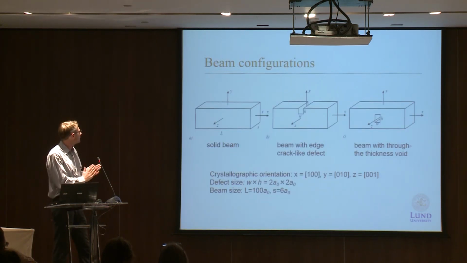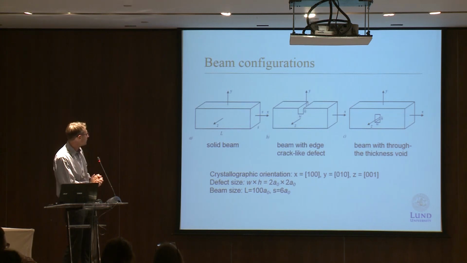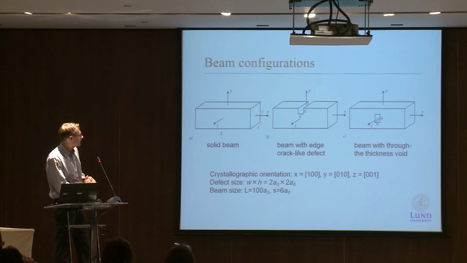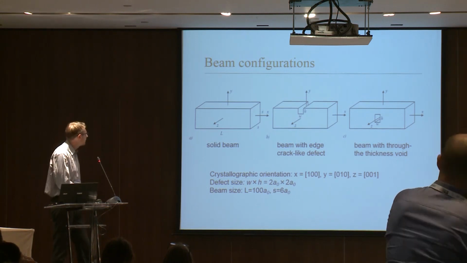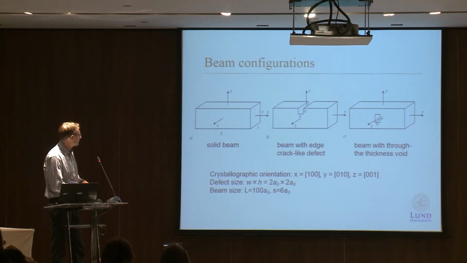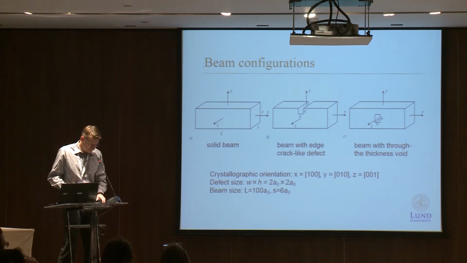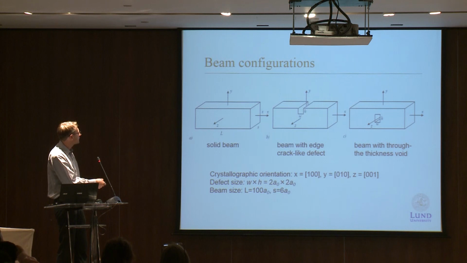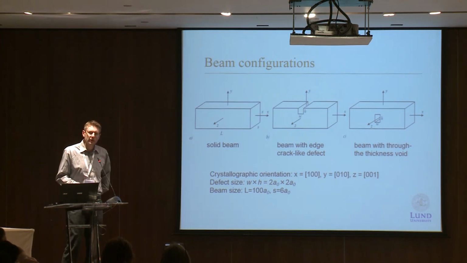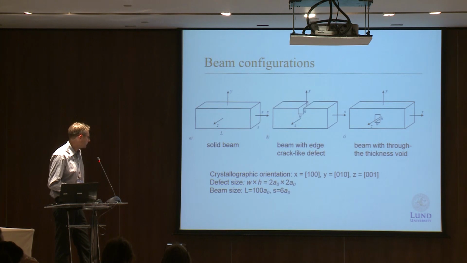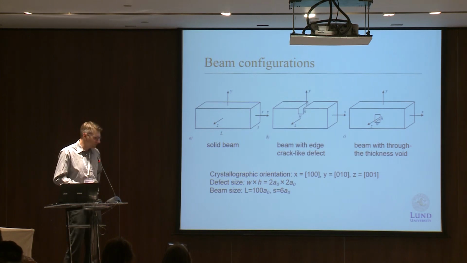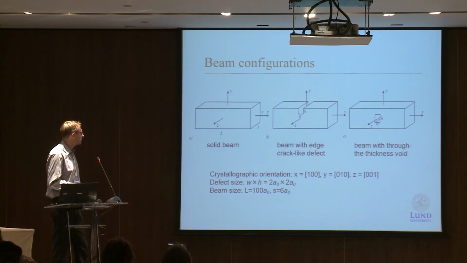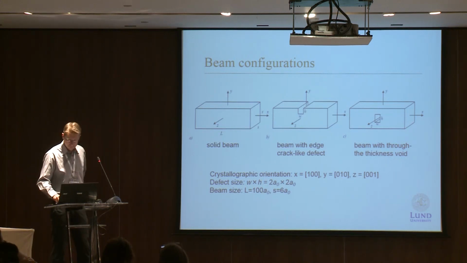So this is a very simple schematic description of our geometry. We have 3 different geometries: a solid beam without any defects, a beam with an edge crack-like defect in the middle, and a beam with a through-the-thickness void. All the beams have a square cross-section, and we load in the x direction. This x direction corresponds to the 1, 0, 0 direction in the material. Here you can see some information about the size. They are quite small beams, around 100 unit cells of length, and the defects are 2 times 2 unit cells in size.